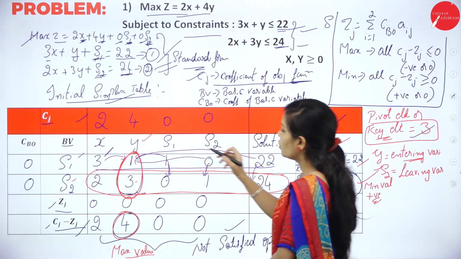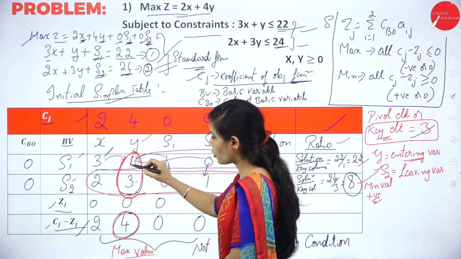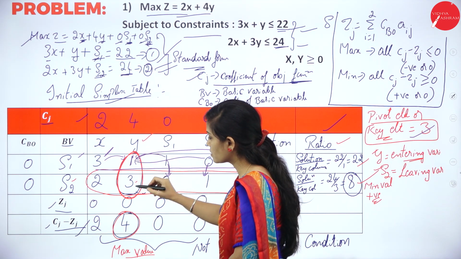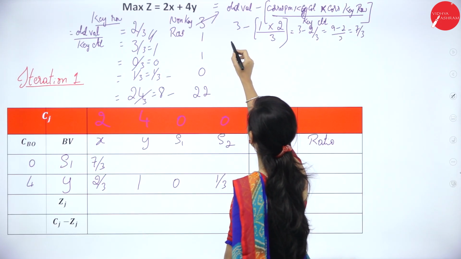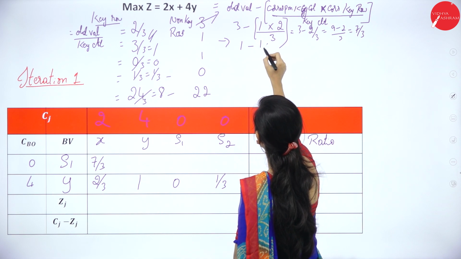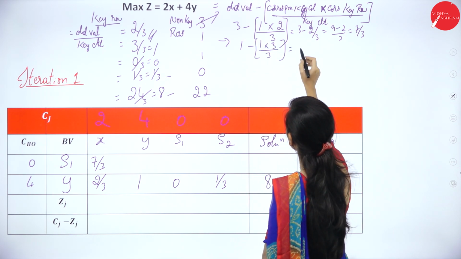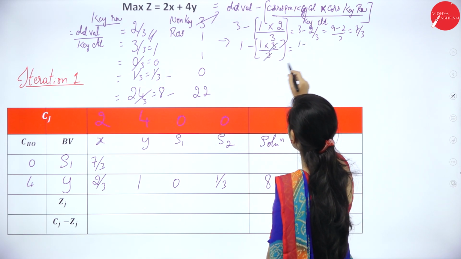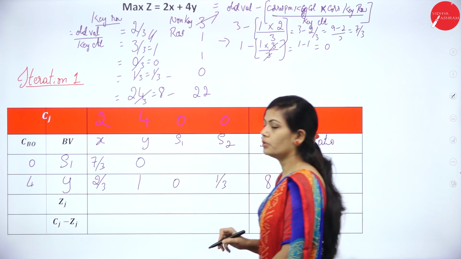And the next old value is 1, the corresponding key column is also 1 and the key row is 3. So 1 minus 1 into 3 by 3. The 3s get cancelled, 1 minus 1 is equal to 0. I will write 0 here.